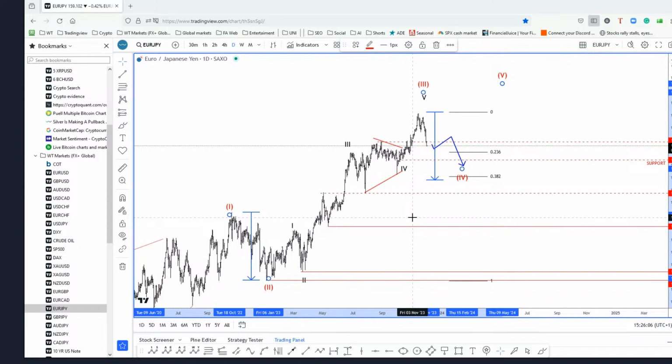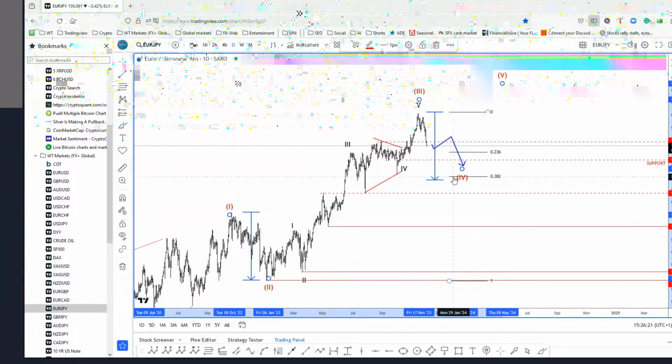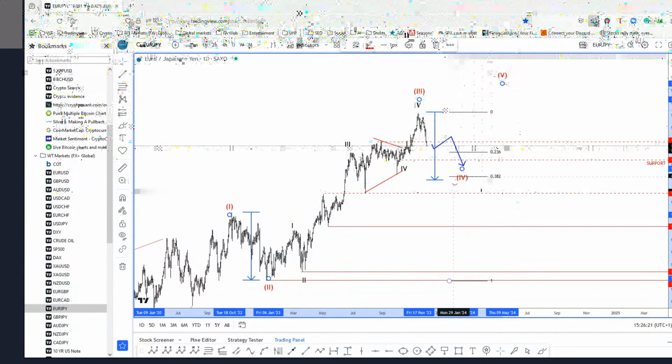So if something changes dramatically, let's say that we see stocks coming aggressively into risk-off mode, I think euro yen, because euro overall is very weak, could be very interesting for more weakness. So I just think that euro yen here stepped into a higher degree correction, which could last for weeks.